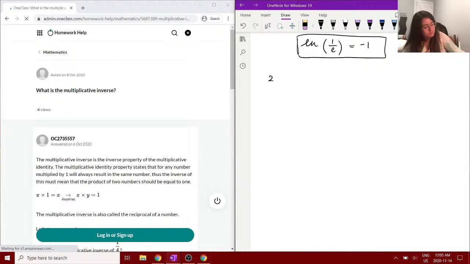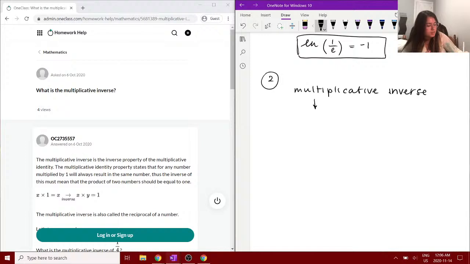All right, here we go, question number 2. So this question is asking, what is the multiplicative inverse? Okay, so another way that we can describe the multiplicative inverse, let me write that down. Multiplicative inverse, that's also called the reciprocal. Okay, so you might have heard it called the reciprocal instead.